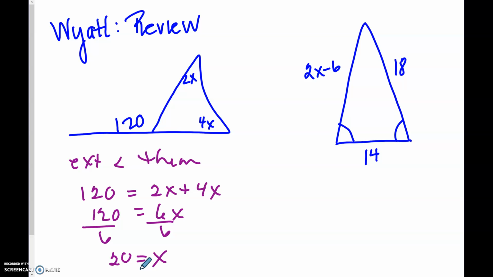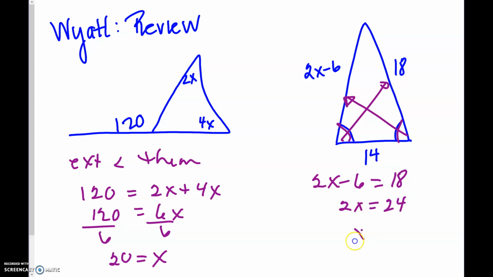All right, the next figure that we have is that these two base angles are congruent. Because the base angles are congruent, that makes the sides congruent. So we can set up 2x minus 6 equals, and it would be x would be 14 or 18. And it has to be the opposite sides. So we're going to use the 18. All right, let's add 6. So what do we get? 24. And x would be 12.